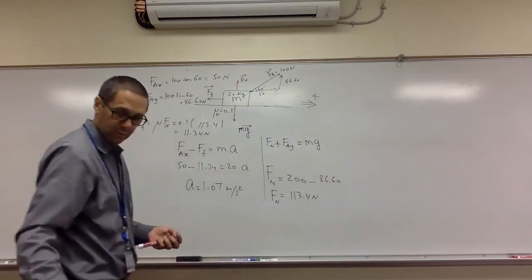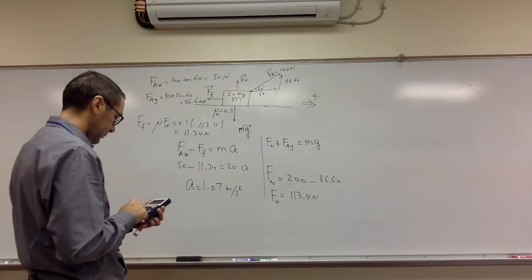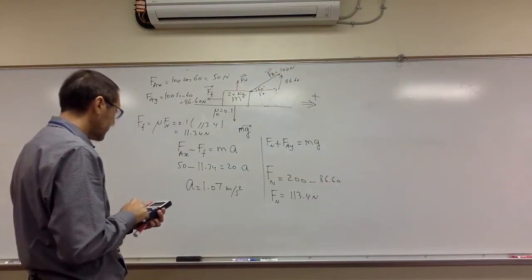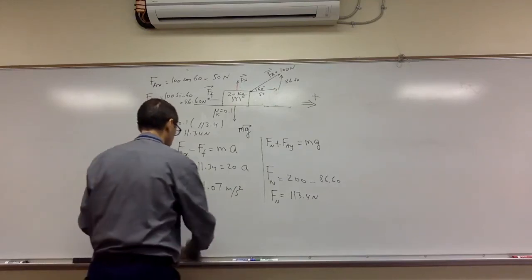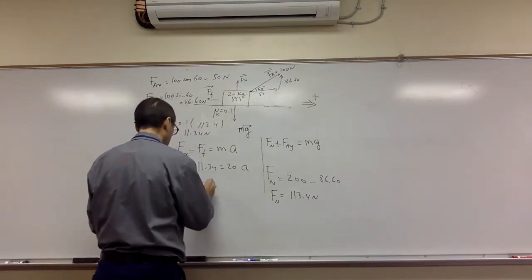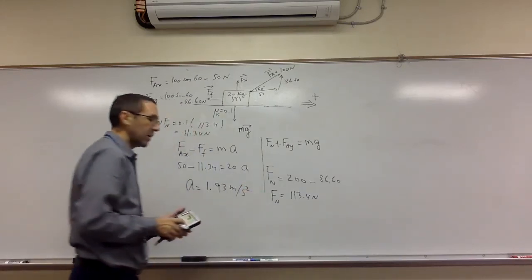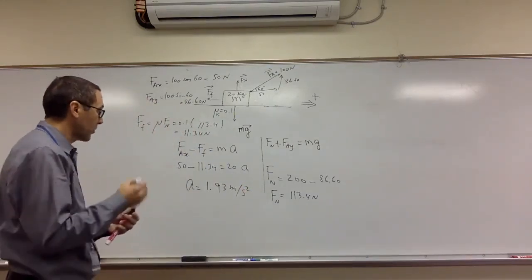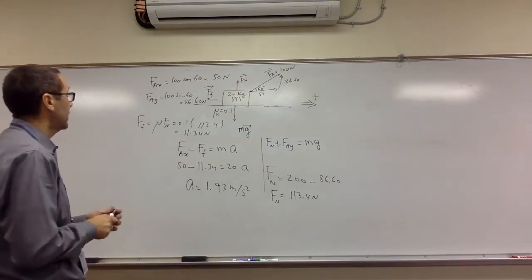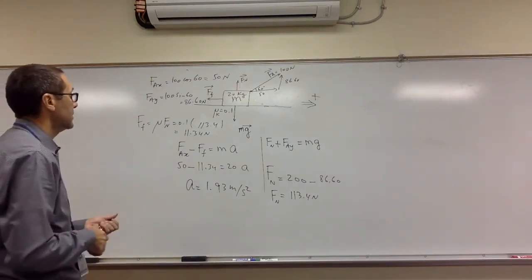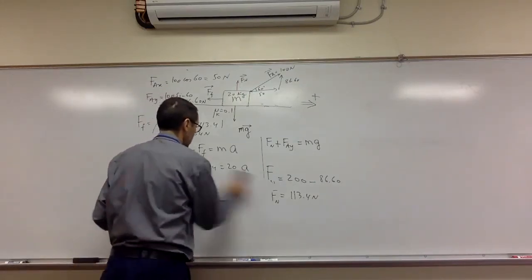So 11.34. If we do the math here, 50 minus 11.34, divide that by 20, I should get 1.93 meters per second squared. And that should have been expected to be greater than before, because now you're not pushing down on the block, so it's going to accelerate at a higher rate, or it's going to speed up at a higher rate.